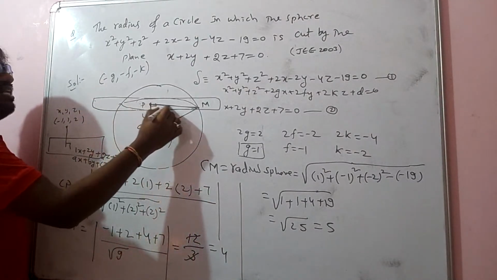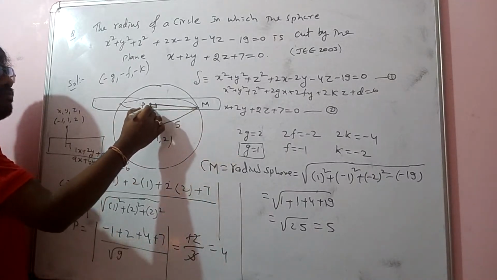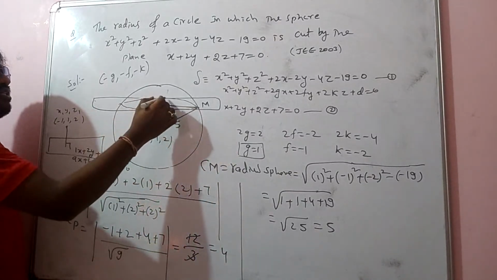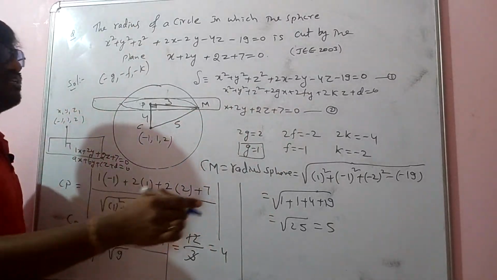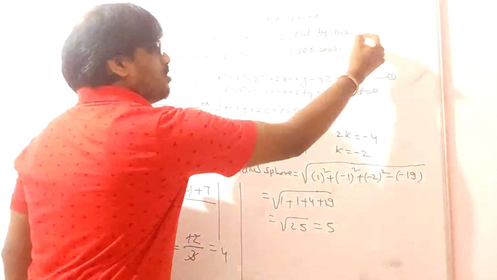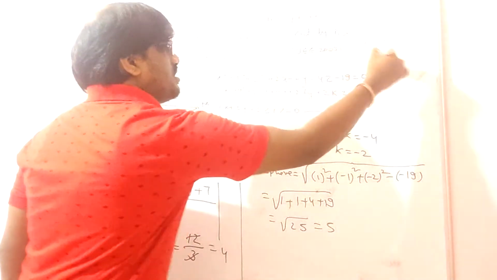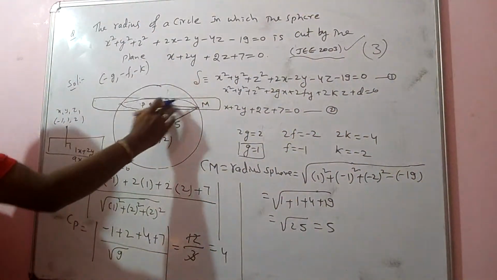Then you have to find the radius of the circle. You know the Pythagoras triplet. If this is 5, this is 4, this will be 3. So the radius of the circle is 3. The answer is 3 for JEE 2003. So the radius of the circle is 3 units.